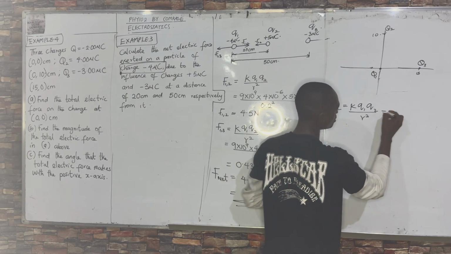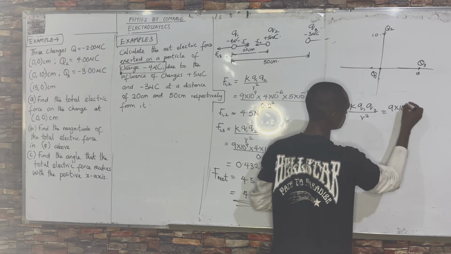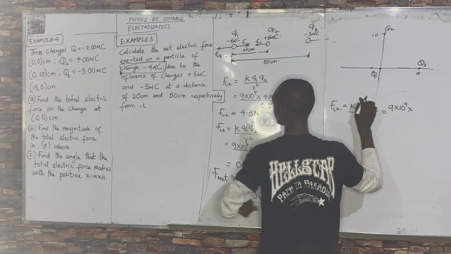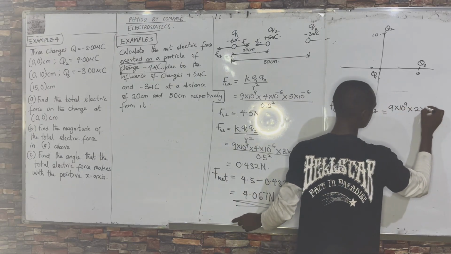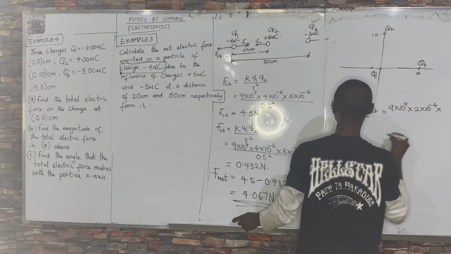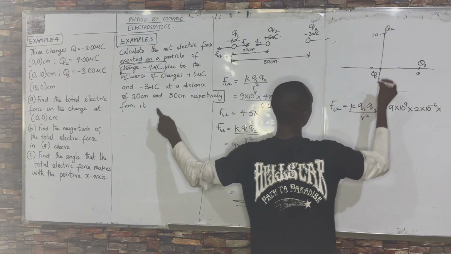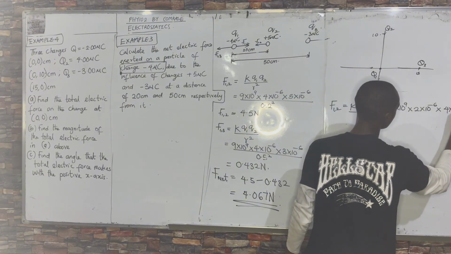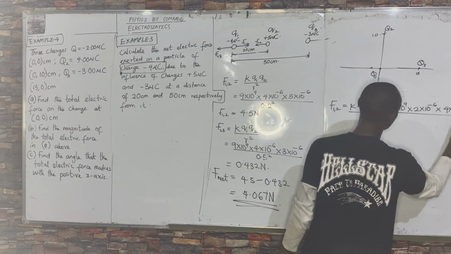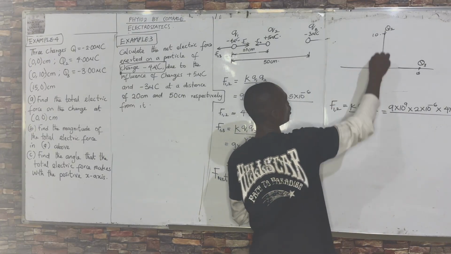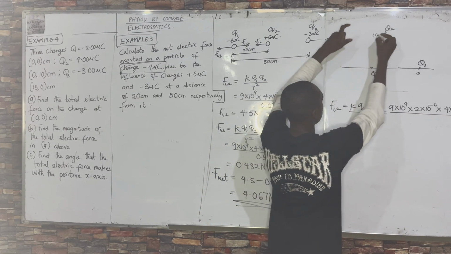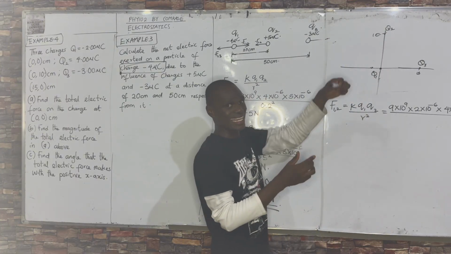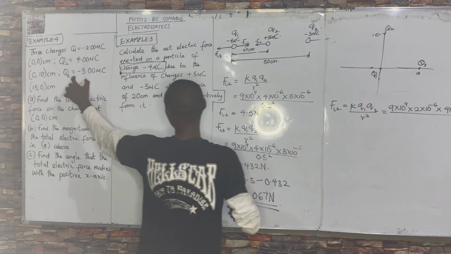Now, what is k? k is 9 times 10 raised to power 9 times Q1. Q1 is 2 times 10 raised to power minus 6. Please don't forget, the sign of the charge will not enter into the formula. What is Q2? Q2 is 4 times 10 raised to power minus 6, over the distance between Q1 and Q2. It is 10, right? But remember, it is 10 centimeters.